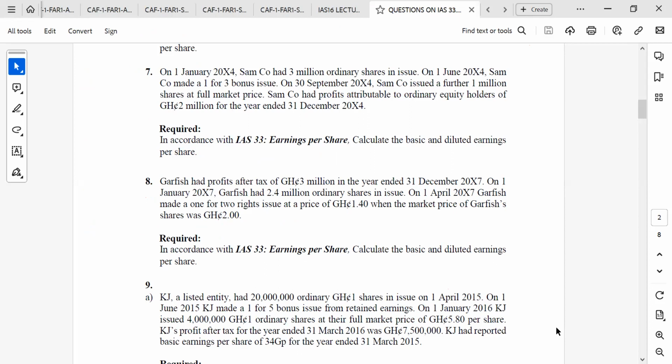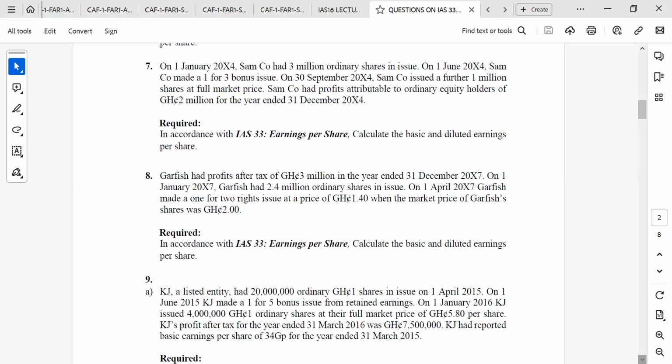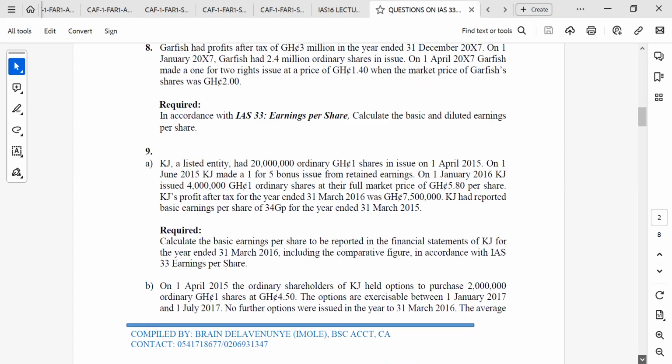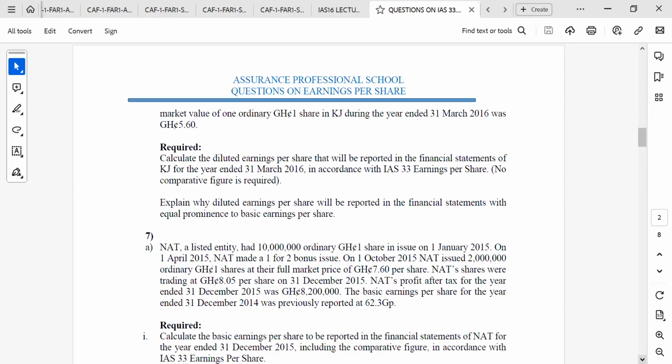All right. Okay, so let's come and look at the combination. You can have a question where you have a bonus issue, you have a right issue, you also have a full market value. How do you go about it? Let's come, then we look at a question like that. Then we move on to diluted earnings per share.